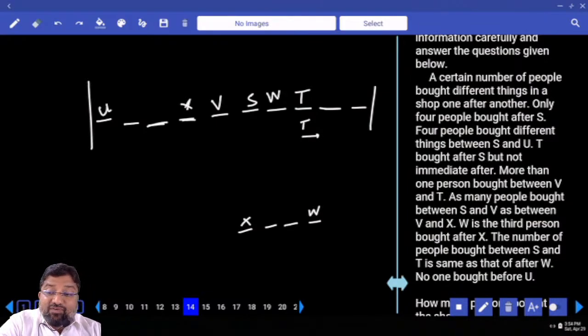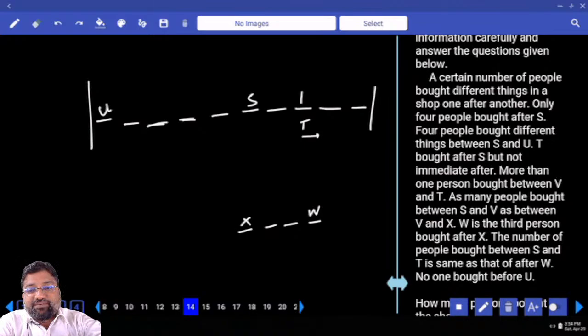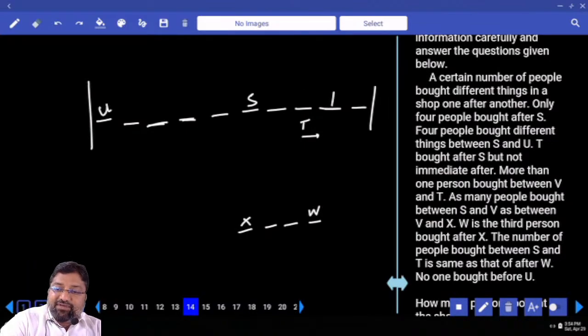The number of persons between S and T is same as after W. The number of persons between S and T is 1. After W, will it be a possibility? No. Can I go for T here? Yes. Wherever you take V, you have to fix X accordingly. Remember well. If I put V here, this is X.